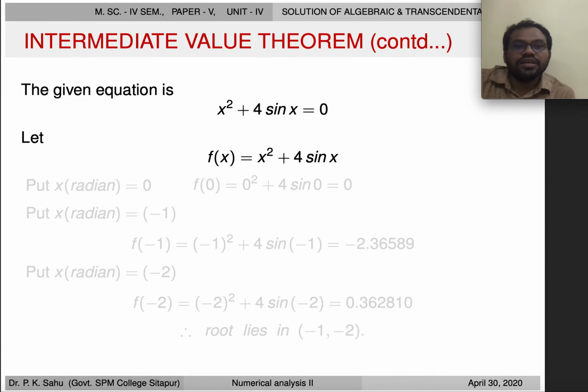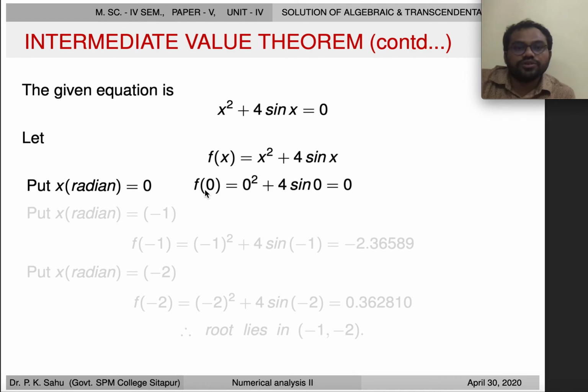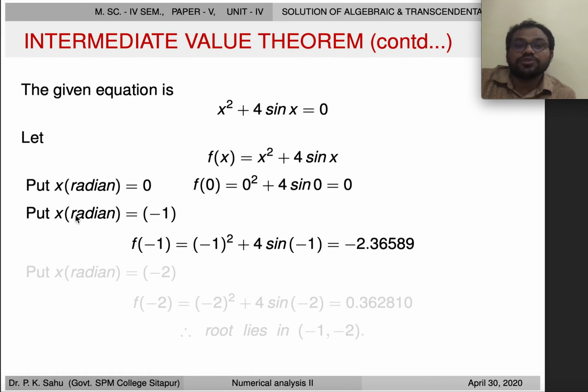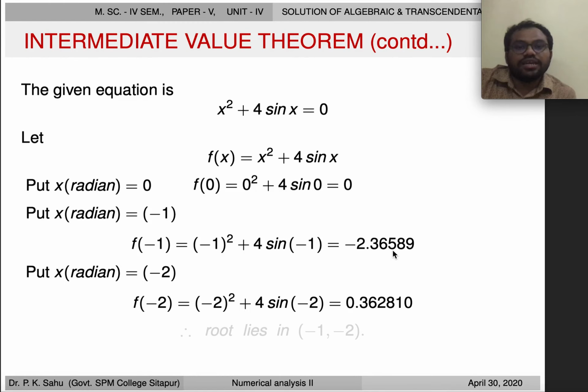Let's see one more example. Here the coefficients of all the terms are positive, meaning all the coefficients have the same sign. Then here in general we try negative roots. Now how? Let's see. So let's assume f of x is equal to x square plus 4 sin x. Now put x is equal to 0, we get f of 0 is equal to 0. Now put x is equal to minus 1, then we get f of minus 1 is equal to minus 2.36, which is negative. Then put next x is equal to minus 2, then we get f of minus 2 is equal to 0.36, which is positive. So our root lies between minus 1 and minus 2.